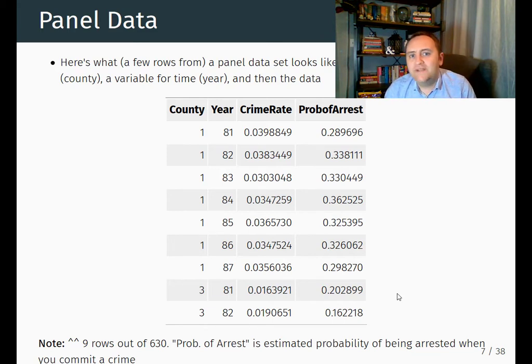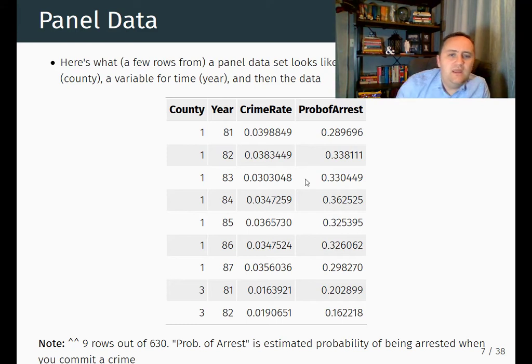So what does it mean that we have panel data? Well, when we have panel data, we can start thinking about two different ways in which these numbers can vary. So we have the crime rate here, okay? And we might think, okay, why is one observation of the crime rate different from another observation, right?